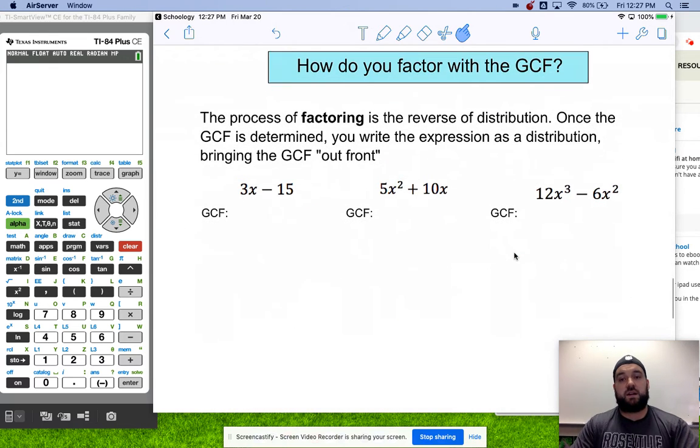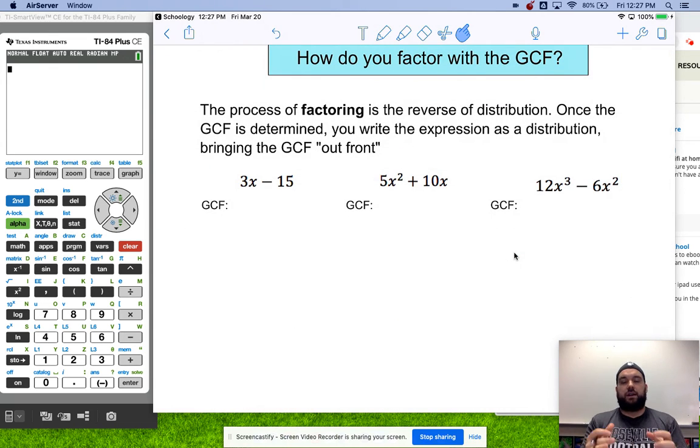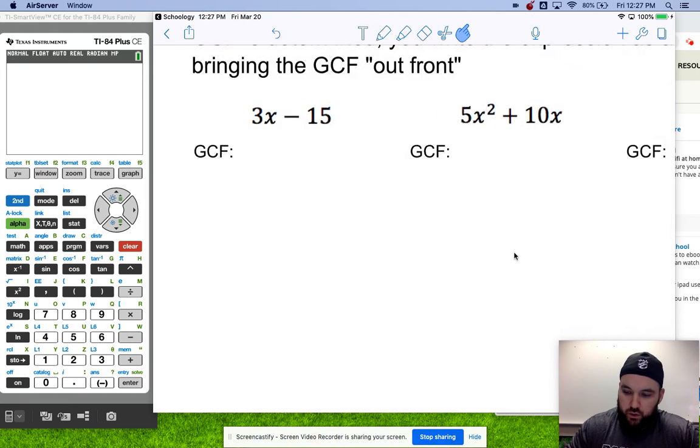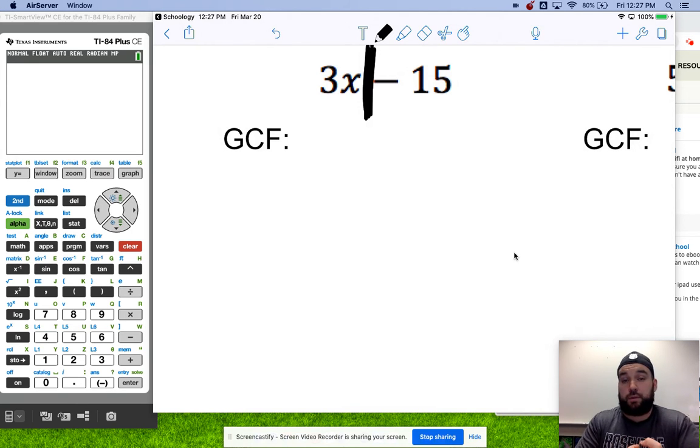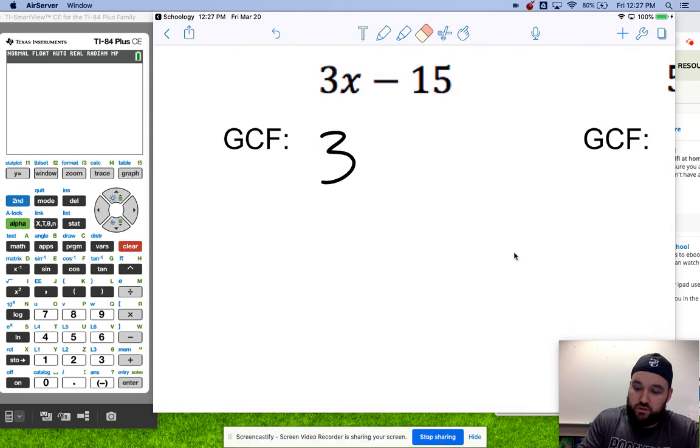The last thing we're going to talk about is how do you actually factor? And again, we are writing a distribution problem to which we already have the answer. Okay. So if I look at something like this, 3x minus 15, what do those 2 terms have in common? Well, 3 and 15 can both be divided by 3. They don't have x in common, so the greatest common factor is just 3.